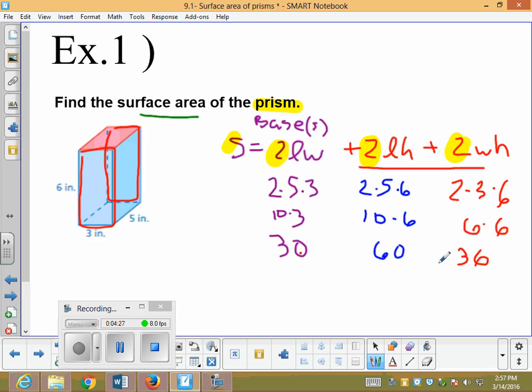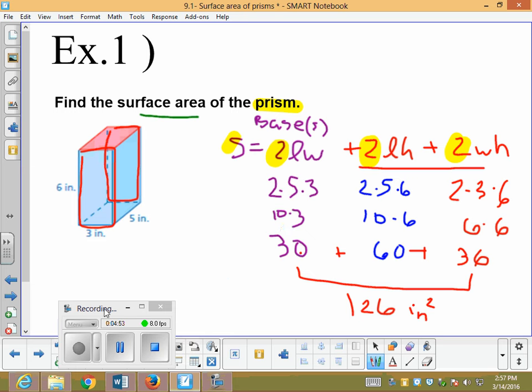So now you have the 3 numbers you can add up. We have 30, 60, and 36. If you add up all 3, you'll get a total of 126. So if I were to buy, let's say, wrapping paper, I need 126 inches squared for this wrapping paper. So that's the surface area. How much space you need for the whole entire box outside.